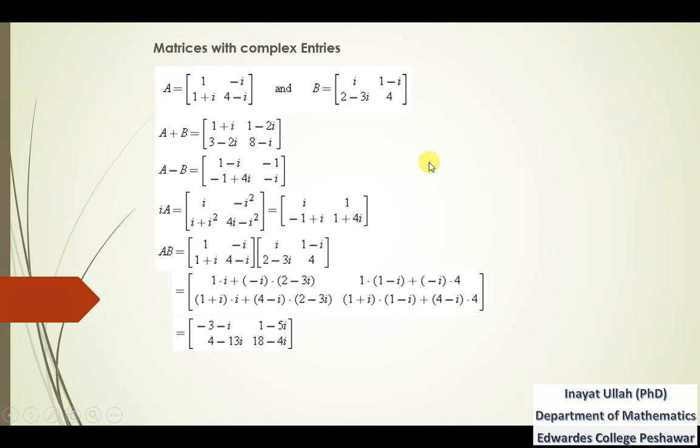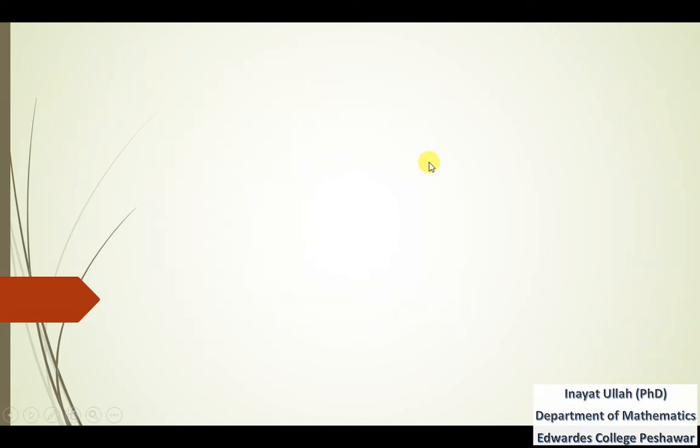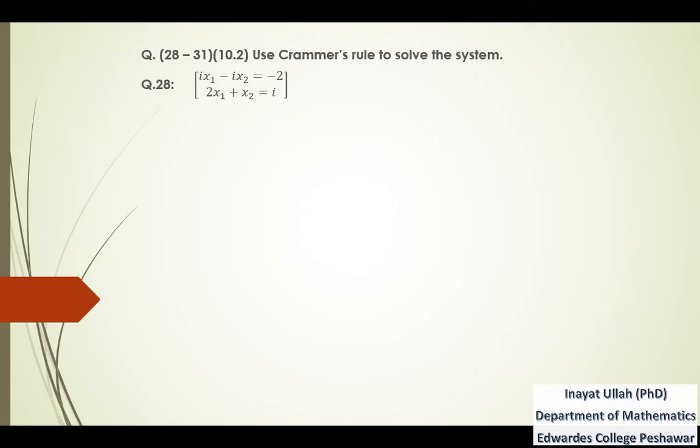Now just look at this slide. In this slide we need to use Cramer's rule to solve this system. We already learned what Cramer's rule is, but we see here that these two equations have complex coefficients. That is the main difference. We need to solve these two equations. What does it mean? We need to find the values of x1 and x2 by Cramer's rule.